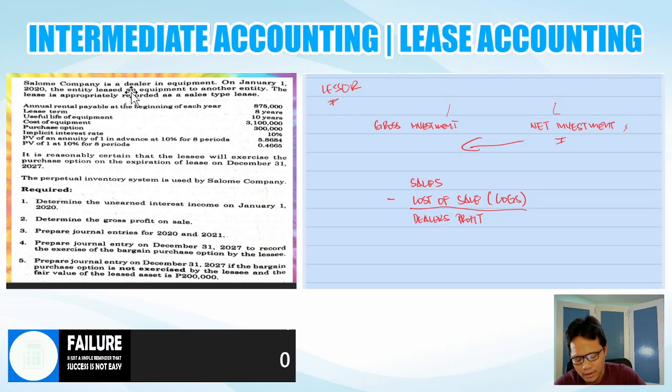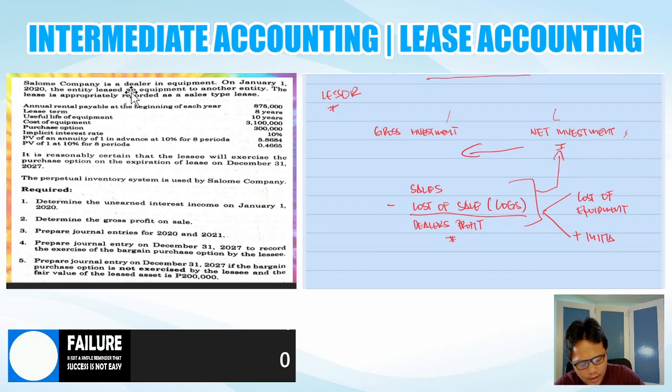However, we also need to recognize our dealer's profit with this computation. Sales being equivalent to your net investment. While your cost of sales or cost of goods sold is composed of your cost or carrying amount of equipment, plus initial direct costs. So that is how we'll compute for dealer's profit. Sales minus cost of sales. Sales equivalent to your net present value. Cost of sales is equal to your cost of equipment plus any initial direct cost.